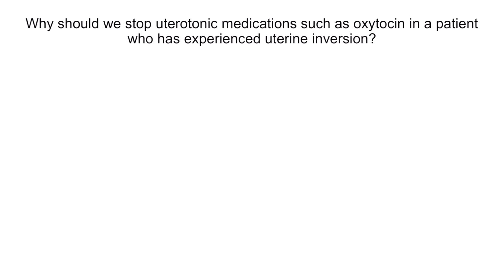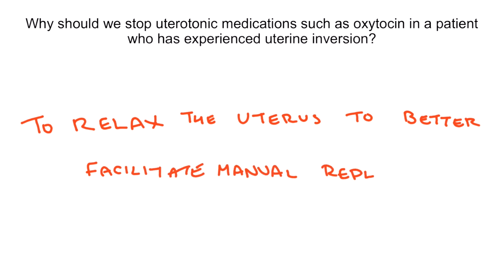Okay, so the most important thing to do for these patients is manually correct the inverted uterus as soon as possible. To help facilitate this, we need the uterus to be relaxed. Stopping the uterotonic medications helps with this. In some instances, we may even add uterine relaxants, such as terbutaline and nitroglycerin. We have to be careful though, as relaxing the uterus too much could lead to uterine atony and further bleeding. So the reason we hold the uterotonic medications is to relax the uterus to better facilitate manual replacement.